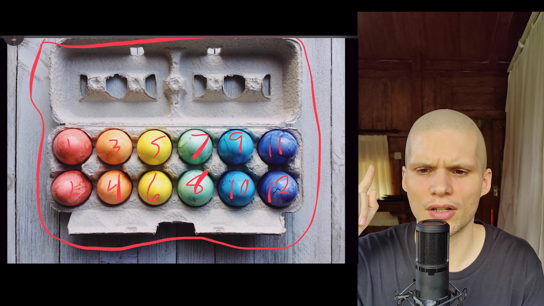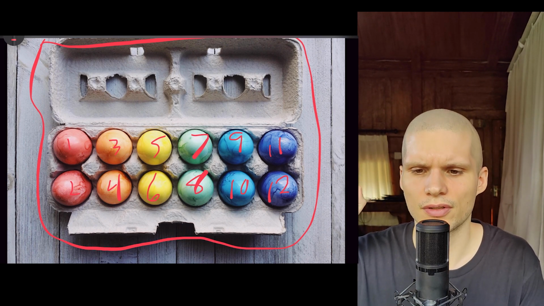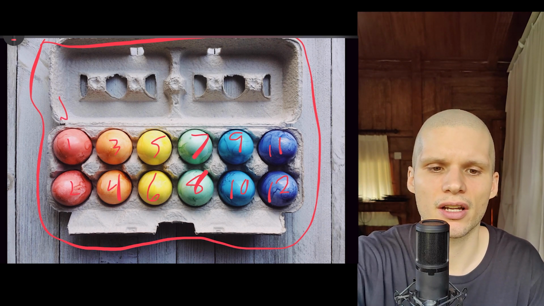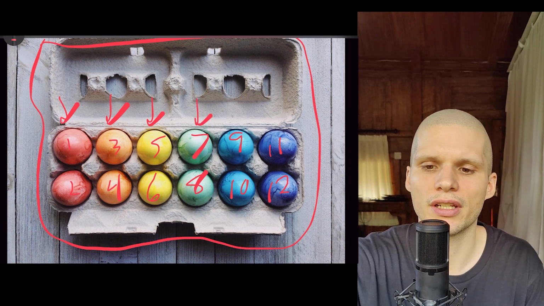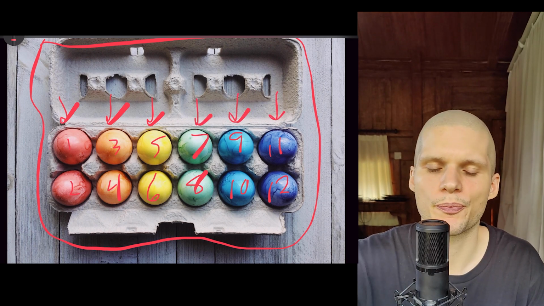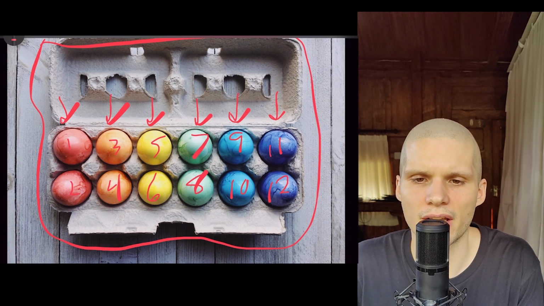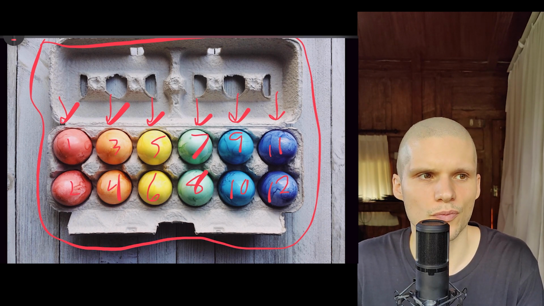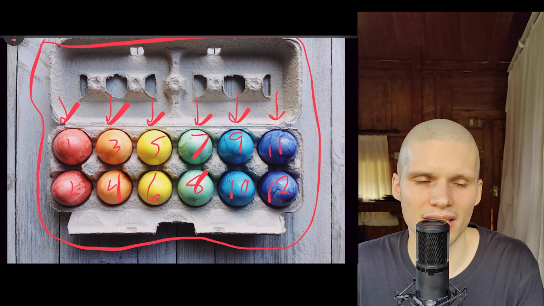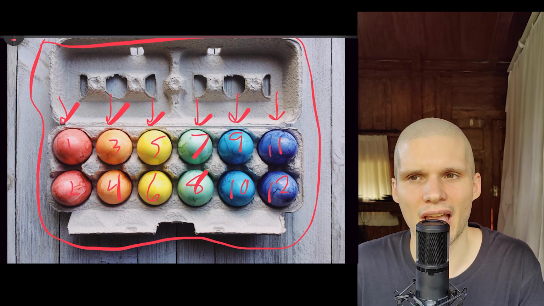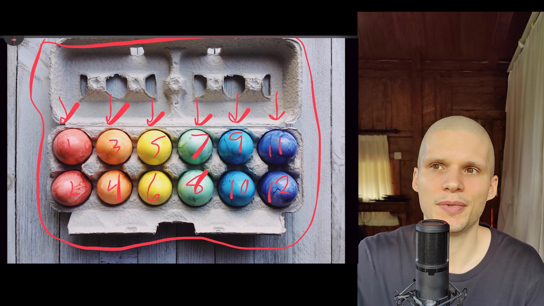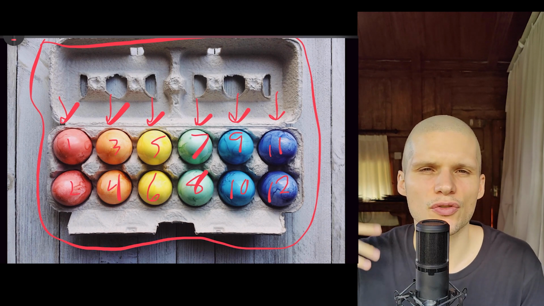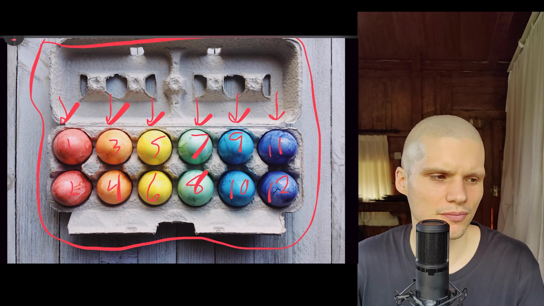But these eggs are more special because they are colored: red, orange, yellow, green, blue, and purple. Why are they colored? Probably because of Easter. What is Easter? It's a holiday that happens in April, and in the beginning, it's connected to religion, to Christianity.